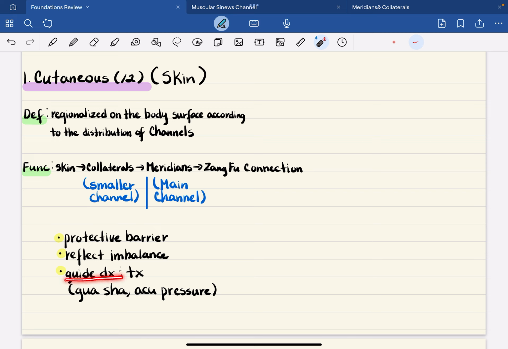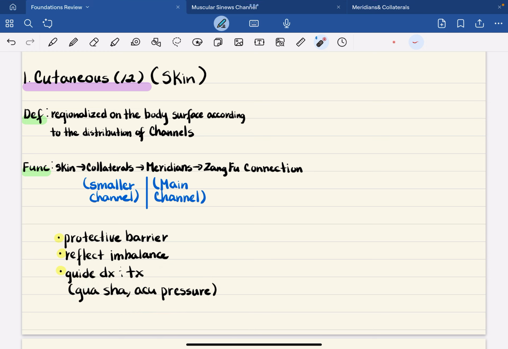And it guides the disease and treatment. What this means is it's the only way we can see, through these patterns on the skin and such, that we are able to figure out what disease this person may be dealing with, and what could be the treatment method, right? So that's what the skin does. And we have many different modalities when it comes to acupuncture. One that pertains to the cutaneous region would be gua sha and acupressure, right? Because we're still on the outside of the skin.